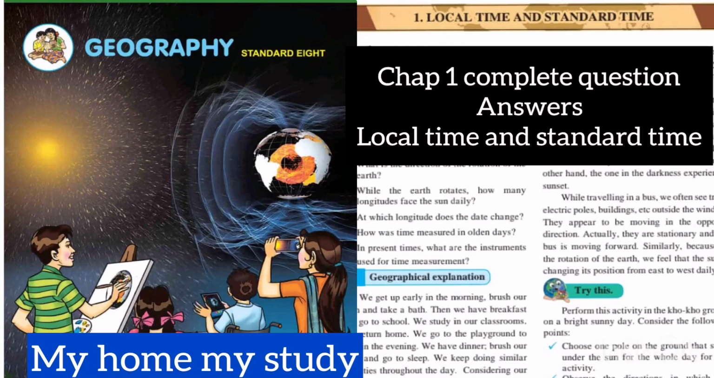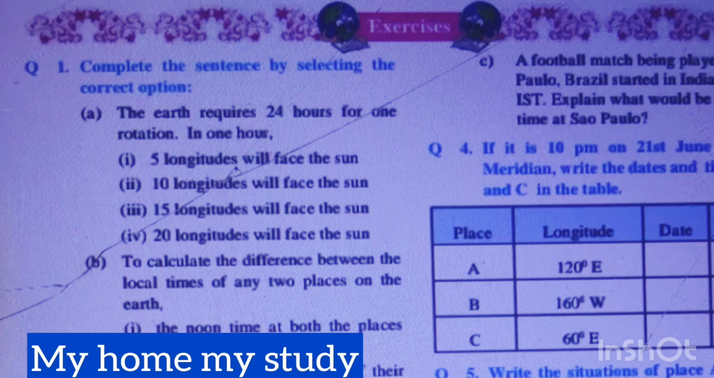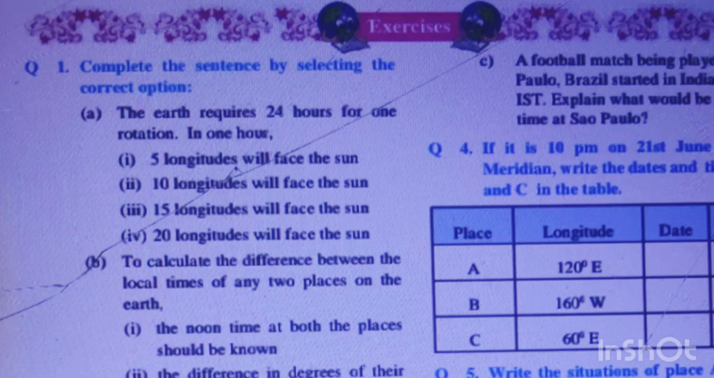Today we'll be solving chapter number 1, Local Time and Standard Time, from A Standard Geography. So, moving to the questions. Question number 1 is: complete the sentence by selecting the correct option. You have to choose the option, and also write the reason why it is correct.